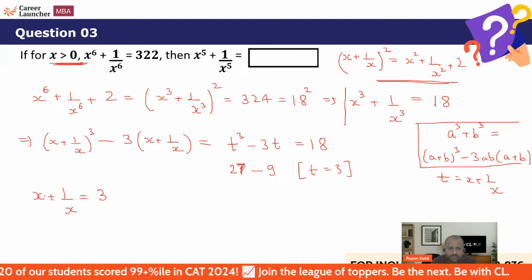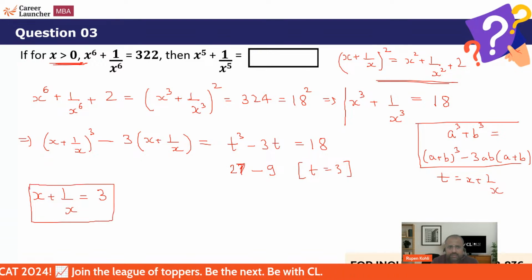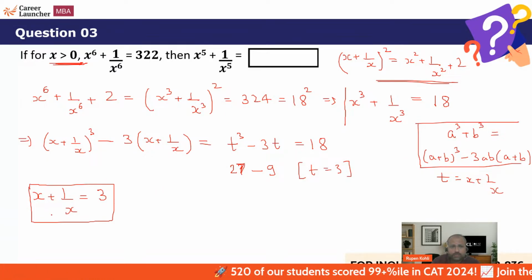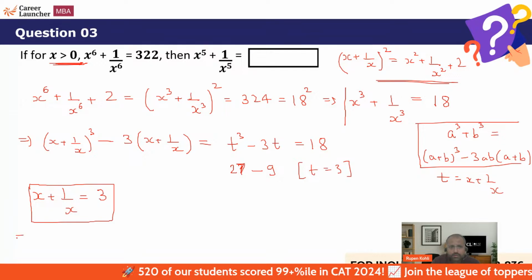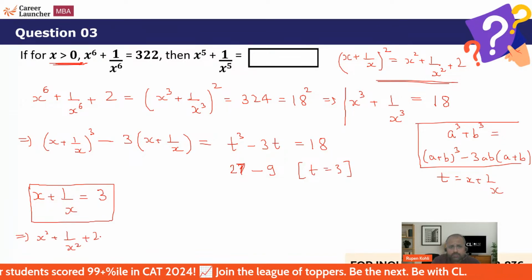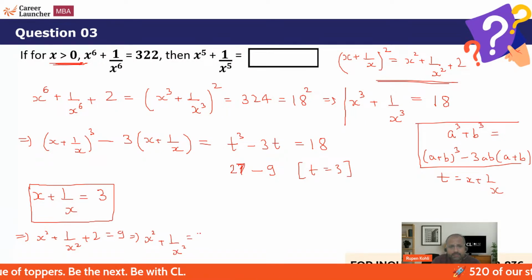Now, from this, I think we can easily find x square plus 1 by x square. And then we can combine both these results of x cube and x square to find x power 5. So squaring this equation, which we had just got, can I say x square plus 1 by x square plus 2 is 9, which means that x square plus 1 by x square is coming to be 7.